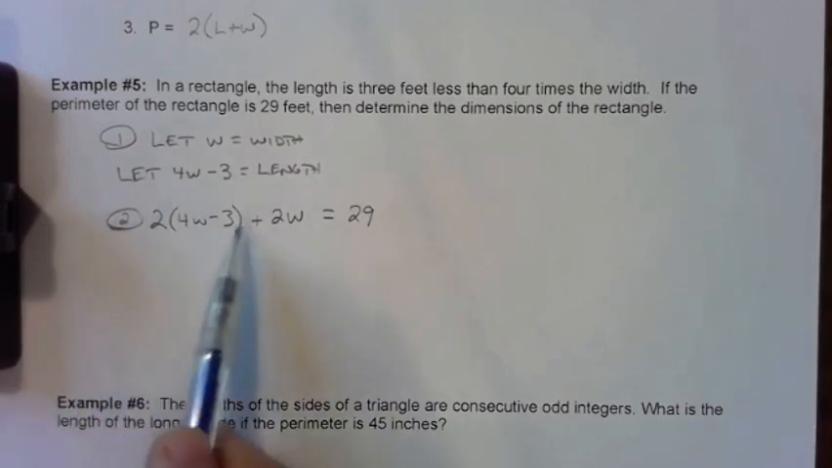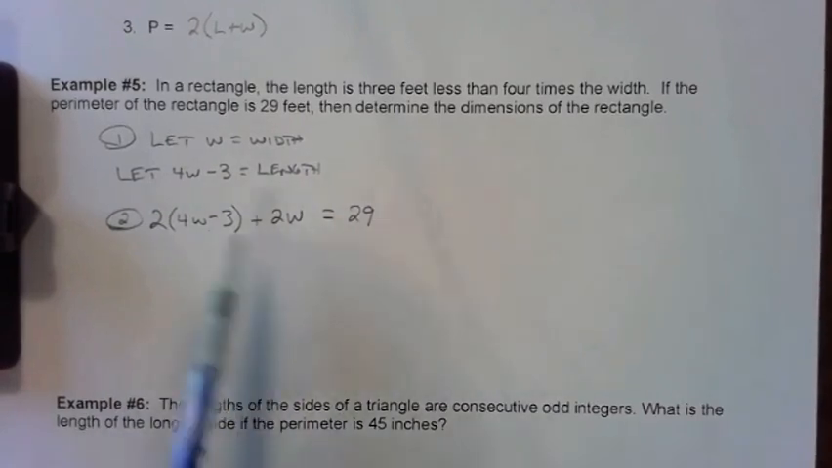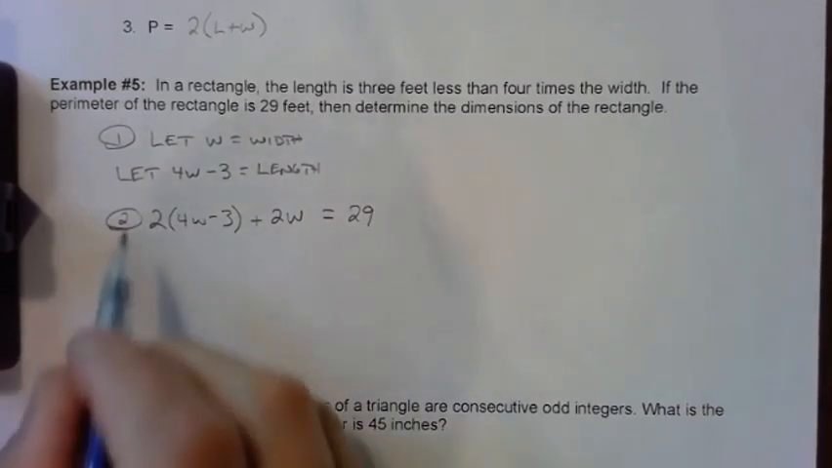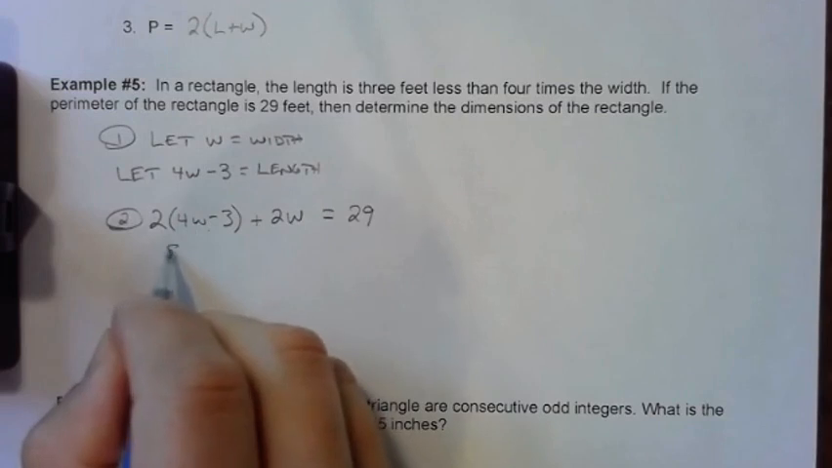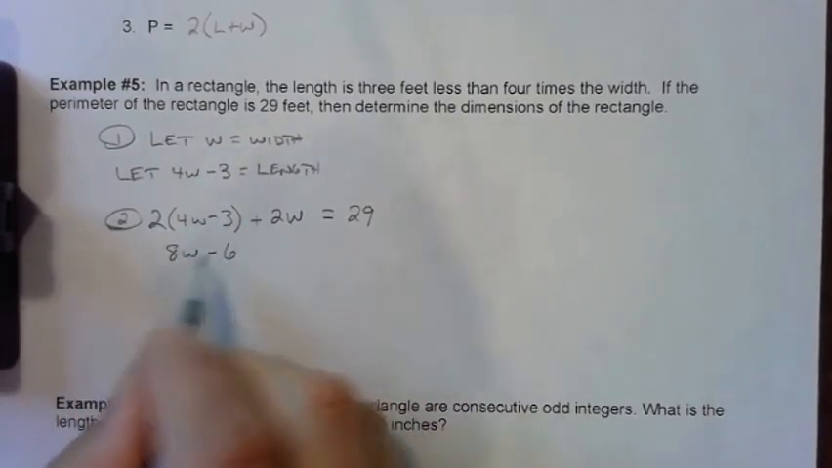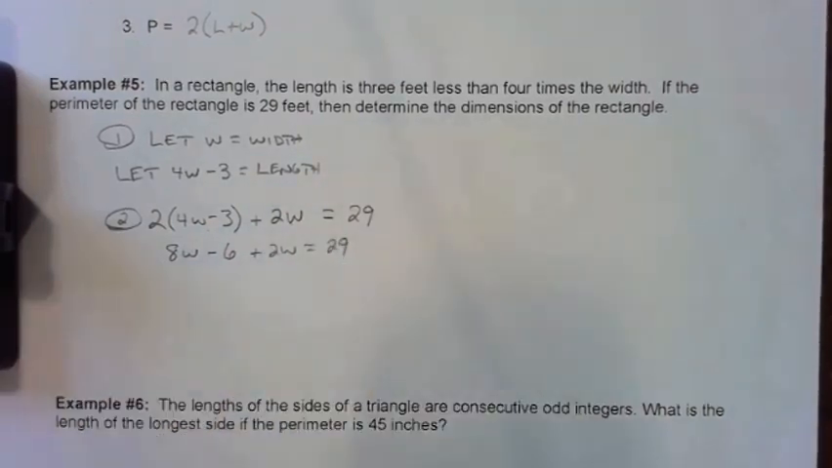2 times the length plus 2 times the width equals the perimeter of 29. Let's see if we can simplify this left-hand side. First thing I'm going to have to do is use the distributive property here. 2 times 4W is going to be 8W, and 2 times negative 3 is going to be negative 6. So 8W minus 6 plus 2W is 29.